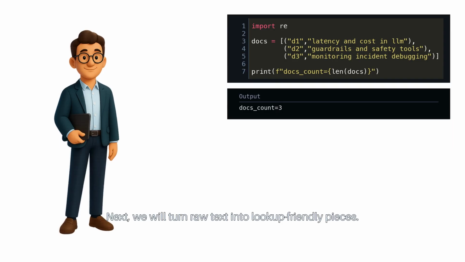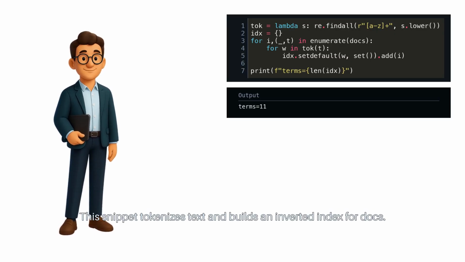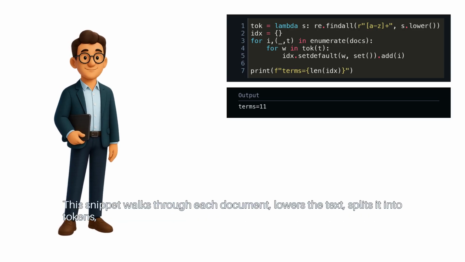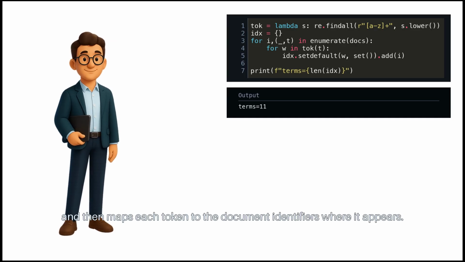Next, we will turn raw text into lookup-friendly pieces. This snippet tokenizes text and builds an inverted index for docs. This snippet walks through each document, lowers the text, splits it into tokens, and then maps each token to the document identifiers where it appears.